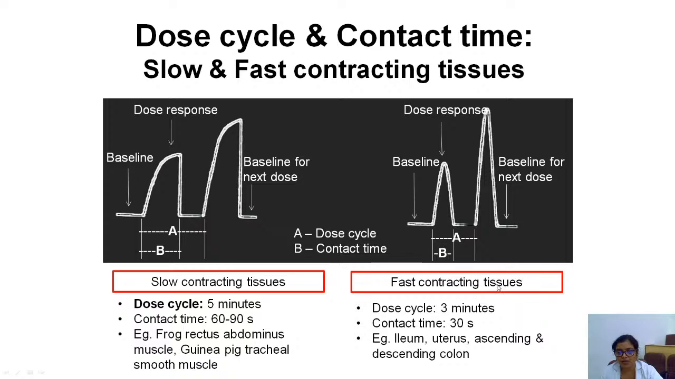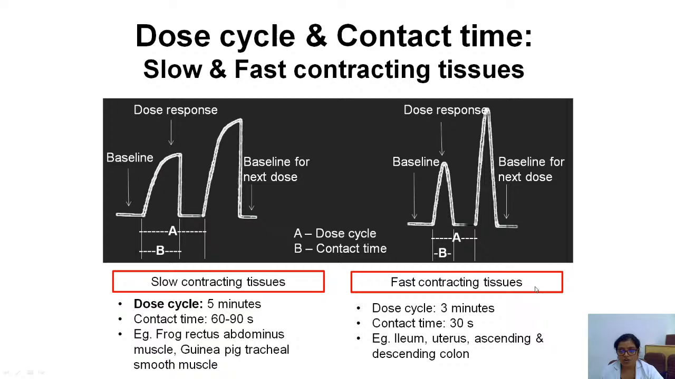So what is the duration of the dose cycle? It depends on the type of tissue. There are two types of tissues: slow contracting tissues and fast contracting tissues. It has nothing to do with your slow muscle fibers and fast muscle fibers. These are types of tissue which have been found to have different rates of contraction. Examples of slow contracting tissue are frog rectus abdominis and guinea pig tracheal smooth muscle. The fast contracting tissues are ileum, uterus, ascending and descending colon.